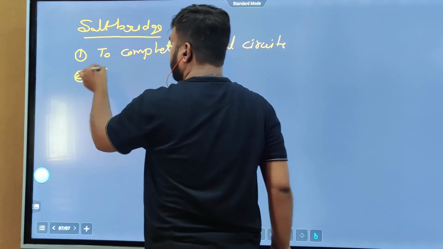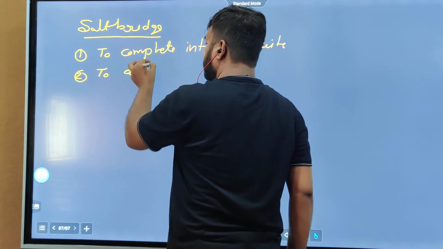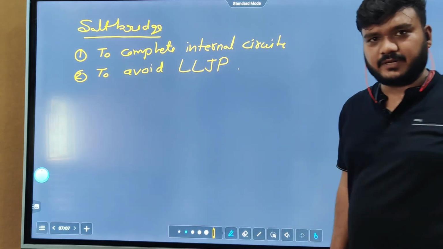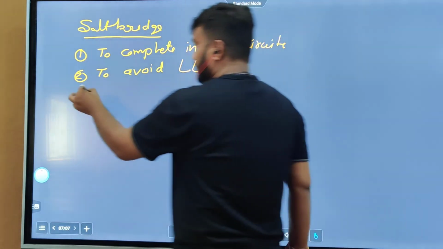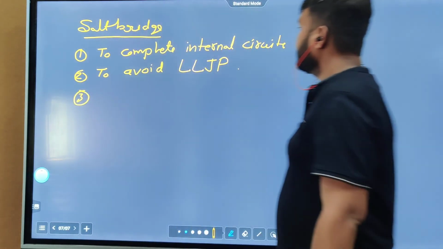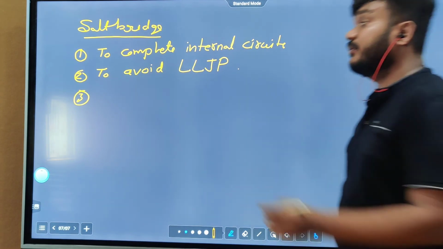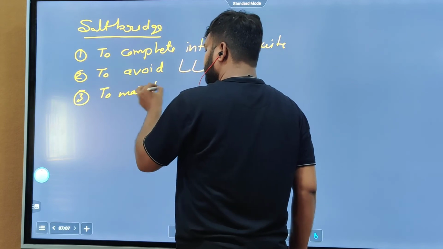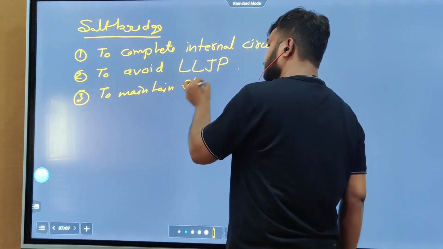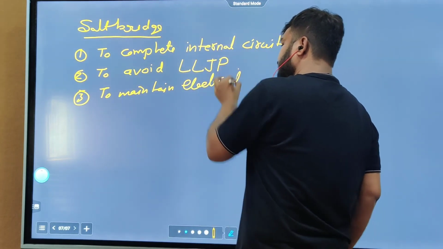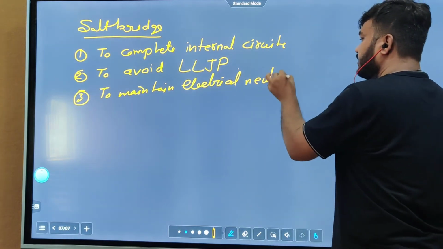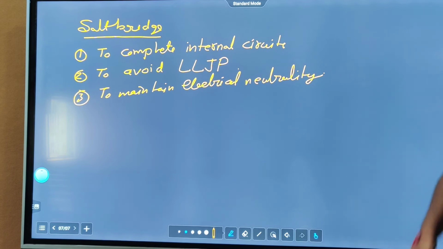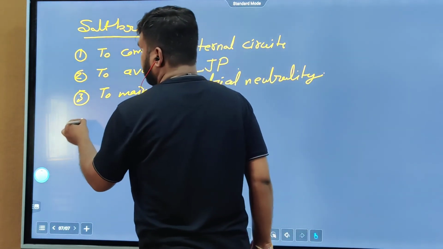Second point, to avoid the liquid junction potential that I just explained. Third point, what is the next thing? The internal circuit is complete. To maintain electrical neutrality. Maintain electrical neutrality between what? Anode and cathode.